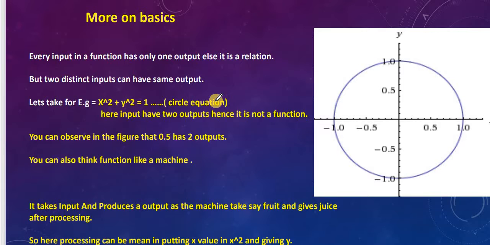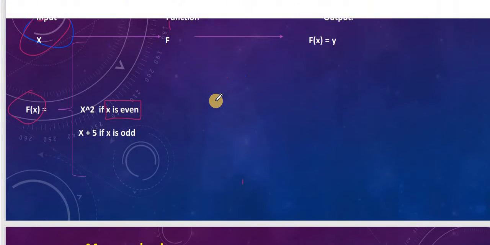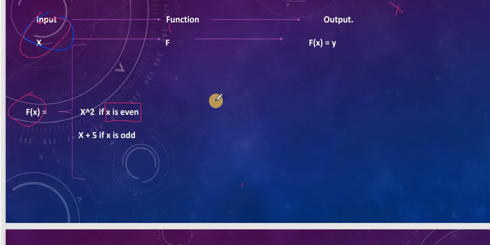So what is not a function? The one thing we have to understand is that each and every input has only one output in a function. Two inputs can have the same output, but one input cannot have two different outputs. One input can only have one output. So in that case, it is not going to be a function if there are two outputs for one input.